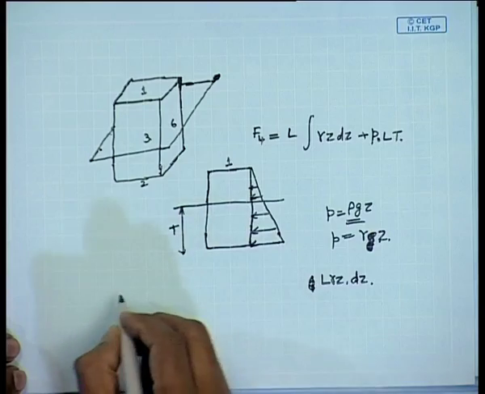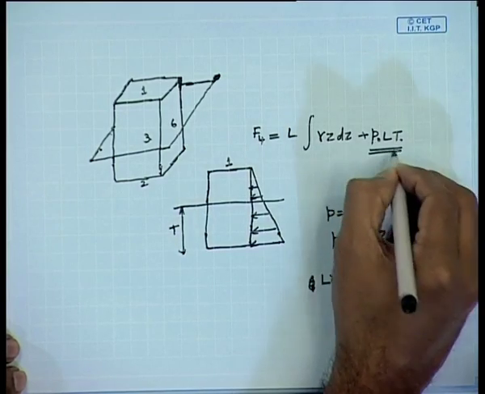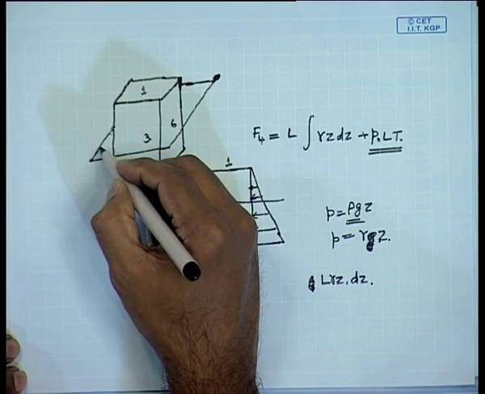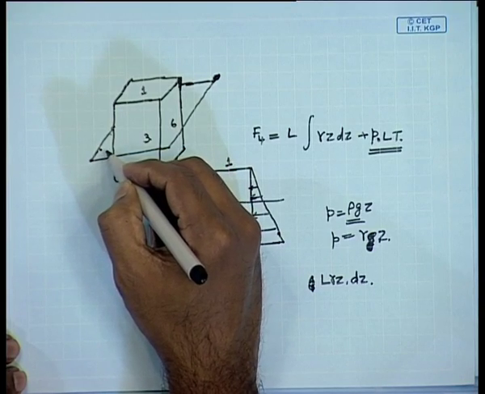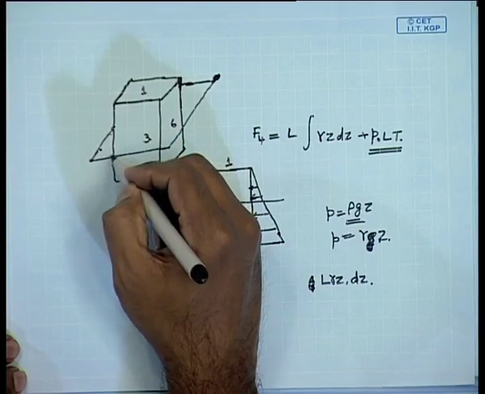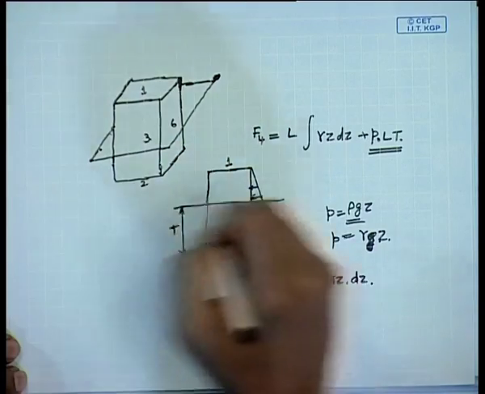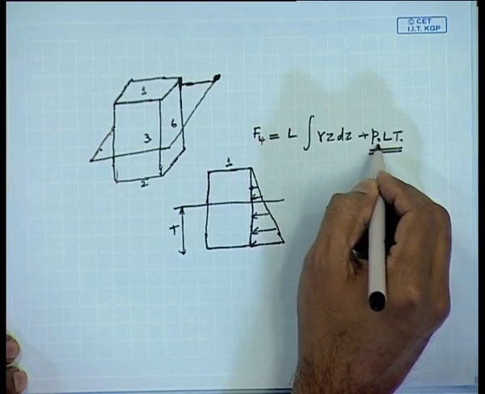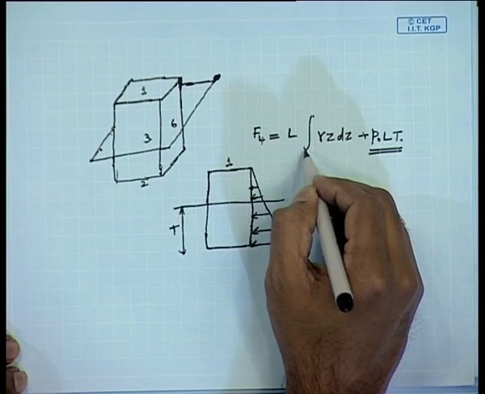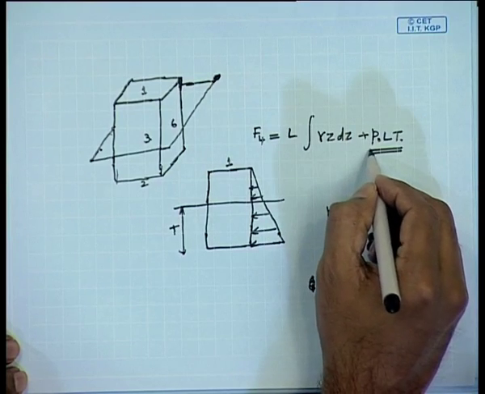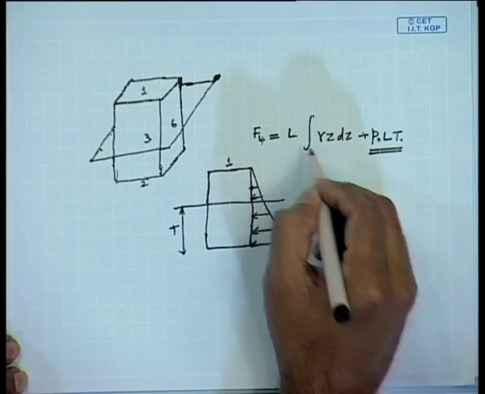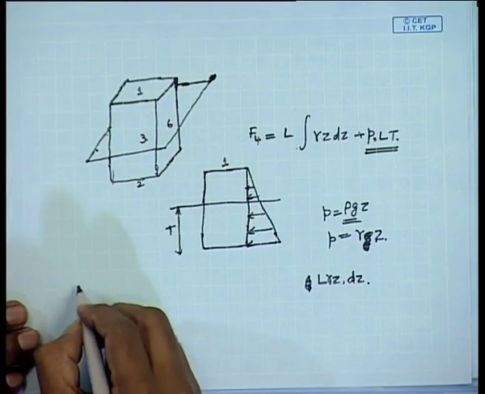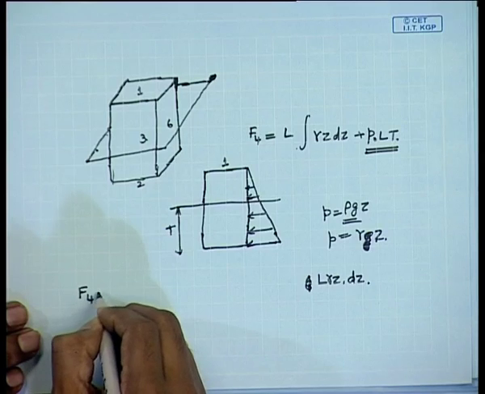So, L into, and of course, this comes because P0 L into T. P0 is the atmospheric pressure, and P0 into L into T will be experienced by the side 4. It is experienced on the whole area: the atmospheric pressure is there plus the pressure due to the liquid. This is due to the atmospheric pressure and this is due to the liquid. So, F4 is known.